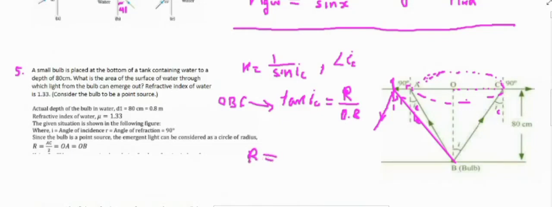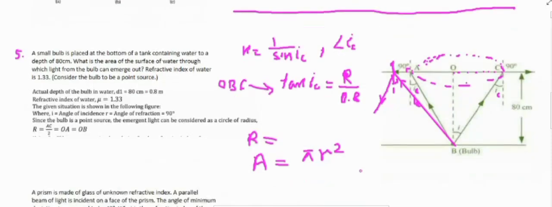Once you get the value of R, then you can calculate the area using the formula pi r square. Okay, use pi r square and calculate the area. So that way you will get the area.